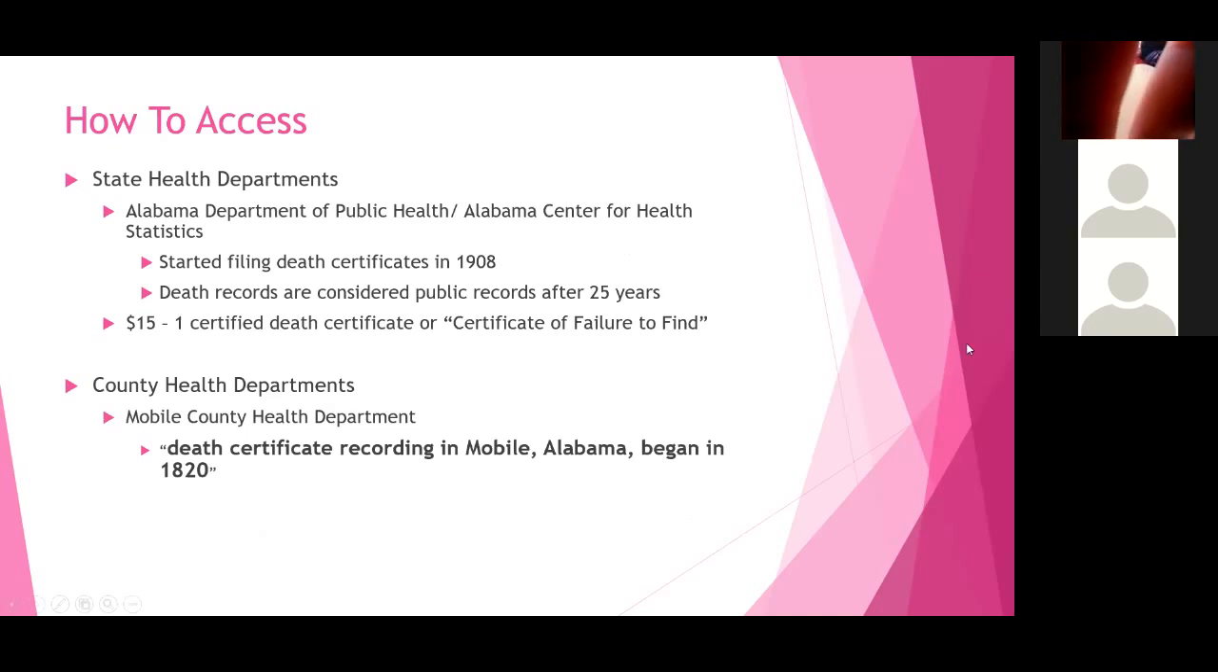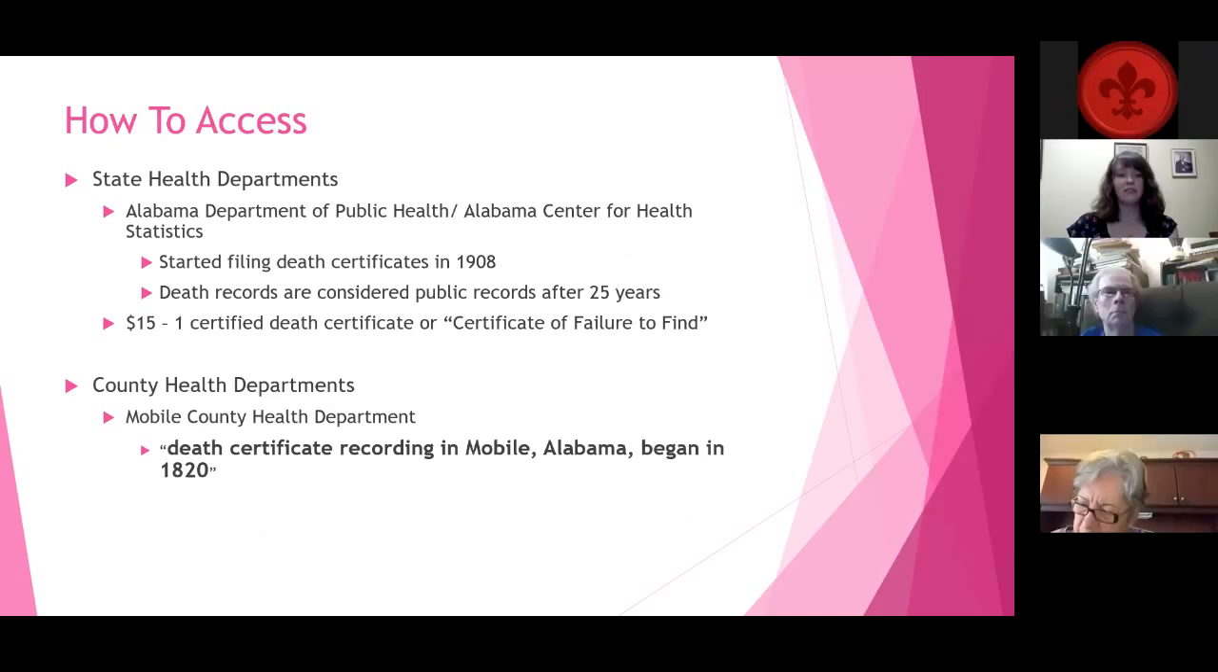So to wrap up a little bit, how you can access death certificates. They are kept by your state health departments from whenever that department started filing them, sometime after the standard death certificate came out in 1900. The Alabama Department of Public Health started filing death certificates in 1908, and these are considered public record after 25 years. A certified copy is $15, and they can also send you a certificate of failure to find.